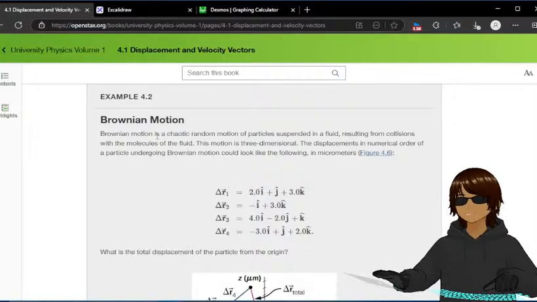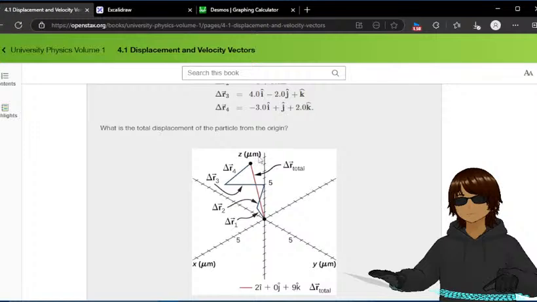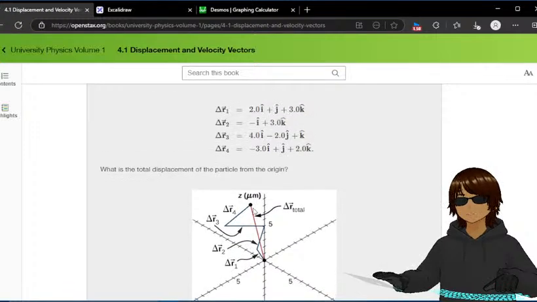Brownian motion is a chaotic random motion of particles suspended in a fluid resulting from collisions with molecules of the fluid. This motion is three-dimensional. The displacements in numerical order of a particle undergoing Brownian motion could look like the following in micrometers. So we have this one, change in R1, change in R2. We have R1, then R2, R3, R4. What is the total displacement of the particle from the origin?